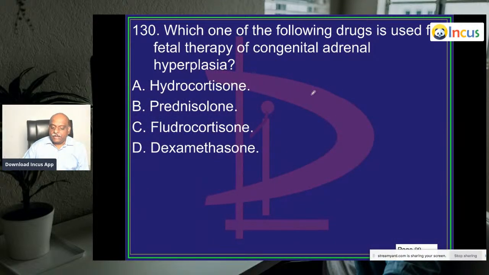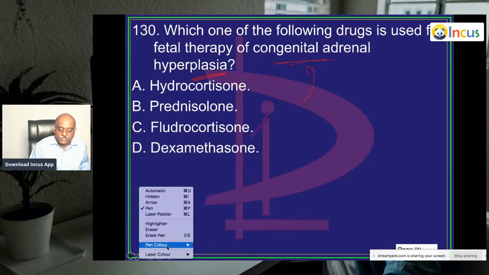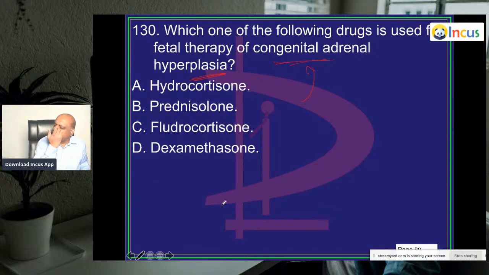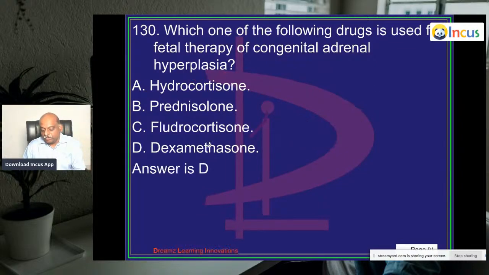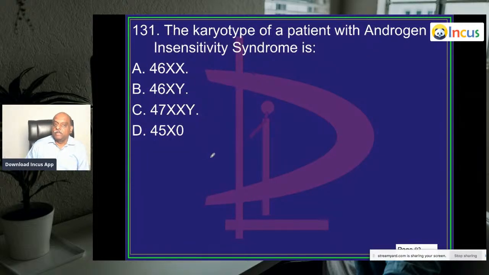In congenital adrenal hyperplasia, I don't know how many of you attended yesterday's class. The video is still there on YouTube. Please take a chance to do the revision. हमने कल CAH का complete revision कर दिया. So it is dexamethasone which is used in congenital adrenal hyperplasia.